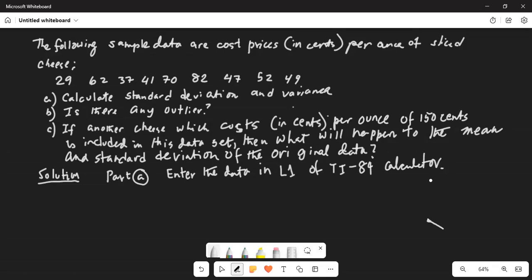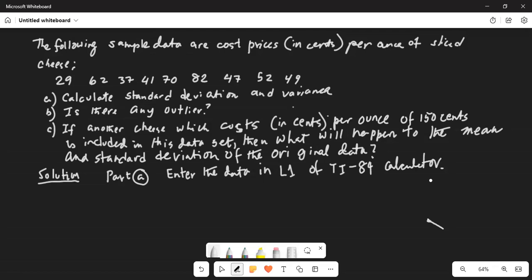So the first thing you have to do is to clear the memories of the calculator. To do that, you press the second button on the top left of the calculator, then the plus button on top of enter, then number 4, Clear All Lists, and then press enter, done. Then you press the stat button and number 1.